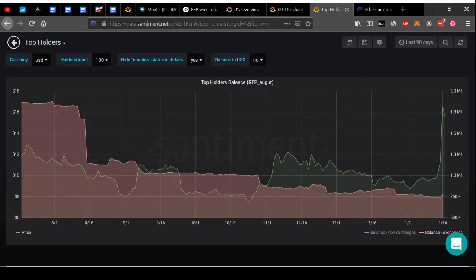Some people think that this REP rally is because of the upcoming version 2 of Augur, but this has been known for a few months, and there have been no new announcements about the coin and the network migrating to a new platform. Even on their site, it still says coming soon. So this might be just a buy the rumor, sell the news sort of thing. But to me, it doesn't really seem like this is fueled by any sort of fundamentals.